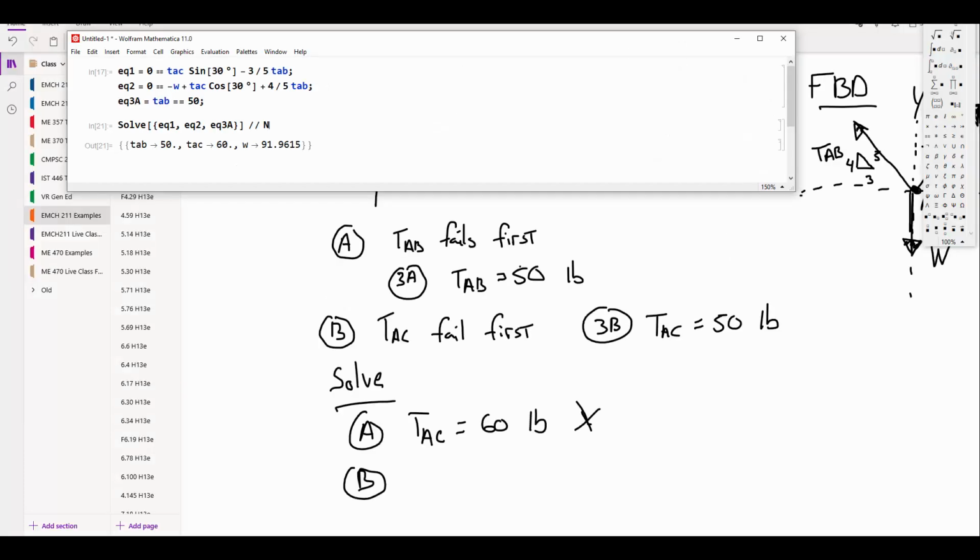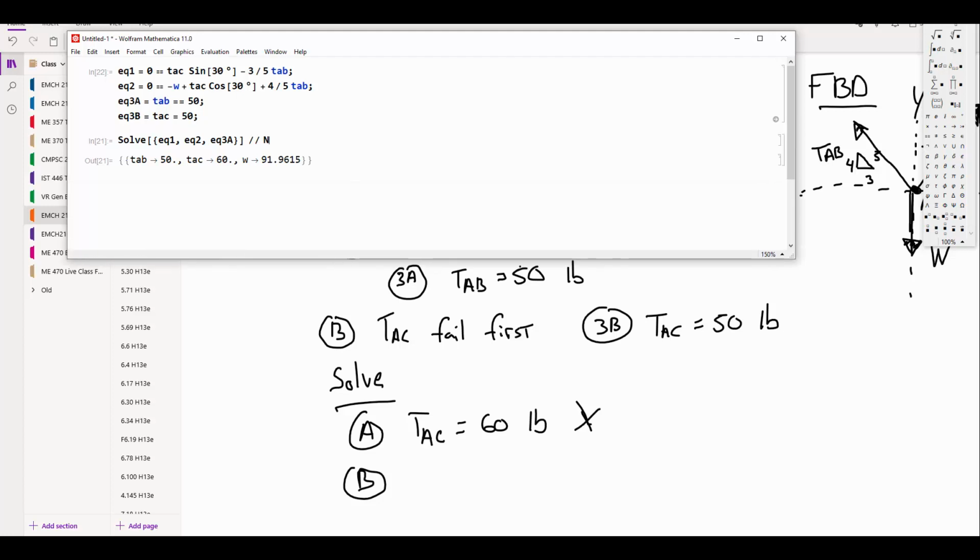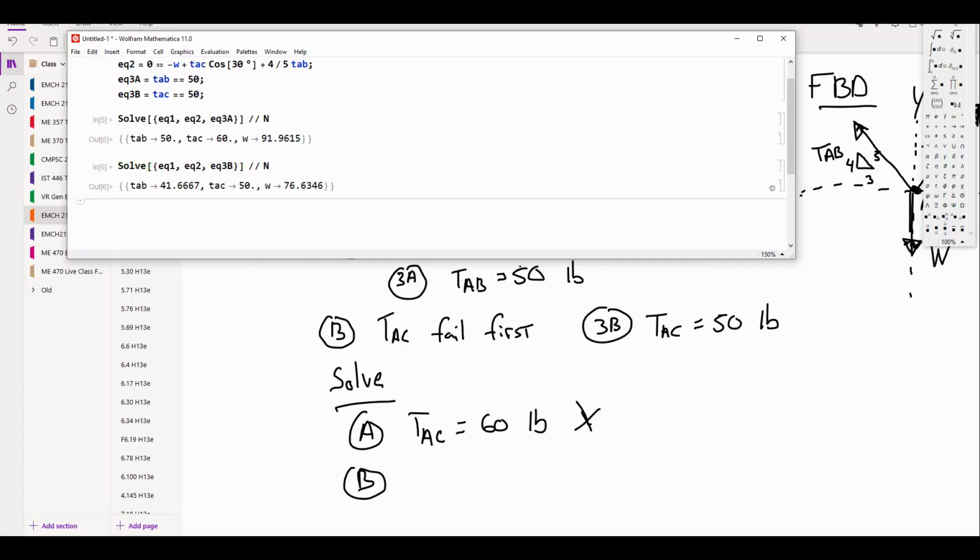So coming back into Mathematica, I'm going to add in my equation 3b here, and that is going to be that TAC is 50 pounds. And now I want Mathematica to solve this set of equations. So I'll keep this just so we can see it, but I'm going to make a new solve. But now the three equations I need it to solve are equation 1, equation 2, and equation 3b. Now it knows what I want to do. So now it's taking equation 1, 2, and 3b, solving them all at the same time.